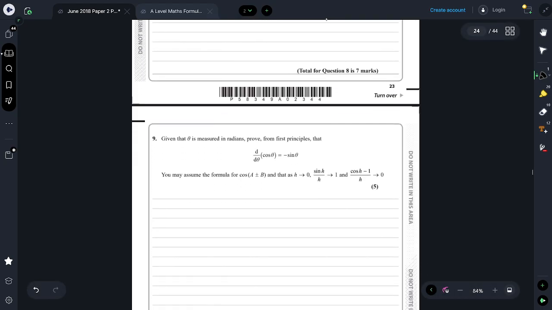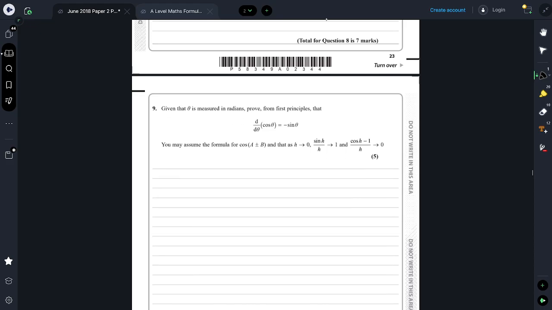But yeah, okay. Question 9. Oh, we've got a standard first principles question. Okay. We want to use first principles to show that the derivative of cos is minus sine.